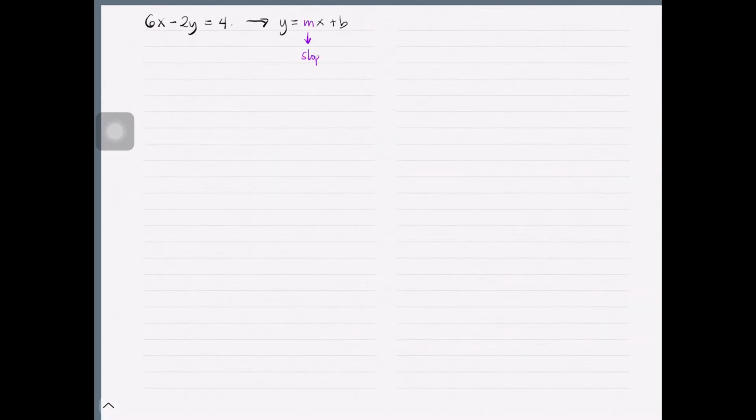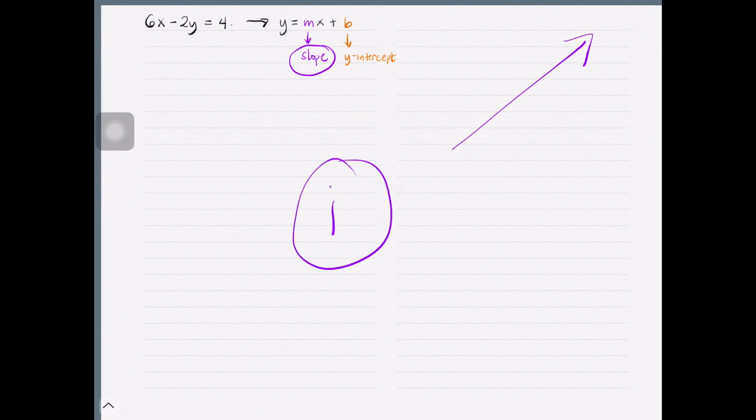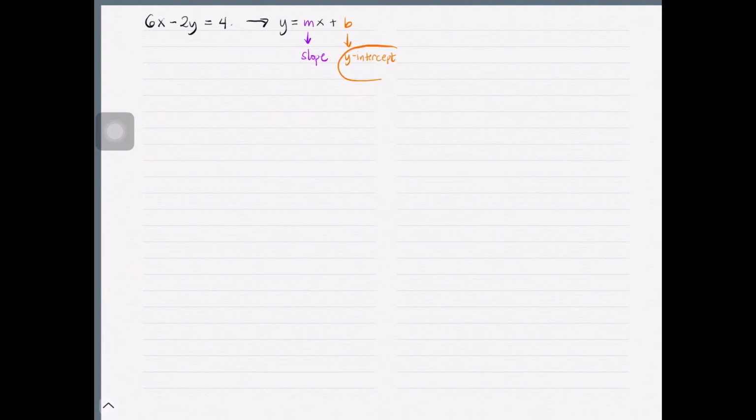So let's try to graph 6x minus 2y equals 4 using the slope-intercept form, which is y equals mx plus b. Note that in this formula, m is our slope and b is our y-intercept. If you want to know more about slope, just click the eye icon there at the upper right corner of your screen and you will be redirected to that video. A separate video about y-intercept is there too.